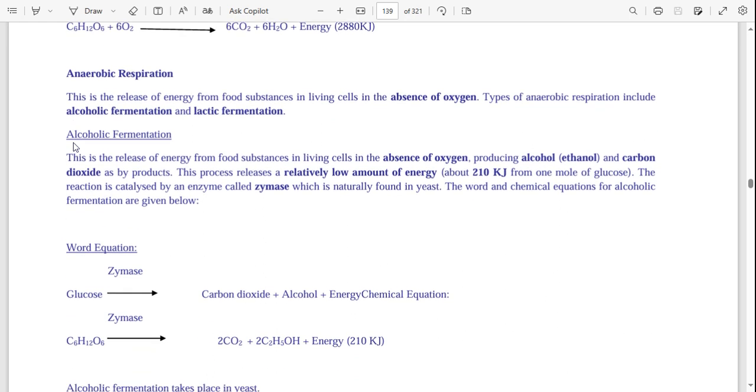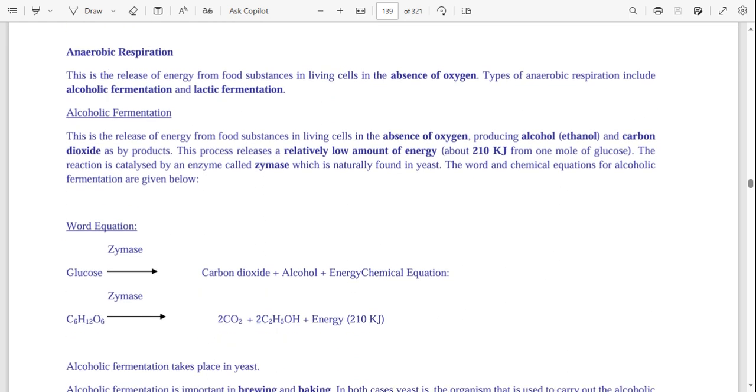We also have anaerobic respiration. This is the kind of respiration that happens without oxygen, in the absence of oxygen. And this one includes fermentation, alcoholic fermentation, and lactic fermentation. Okay, so what is alcoholic fermentation? This is the release of energy from the food substances in living cells in the absence of oxygen.